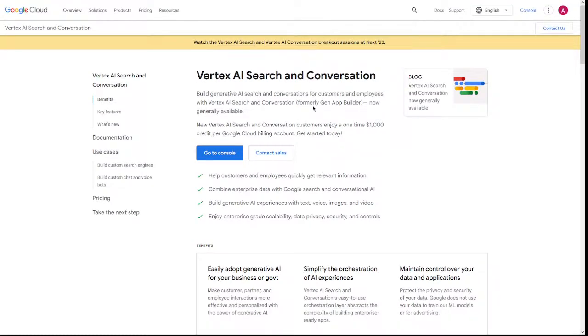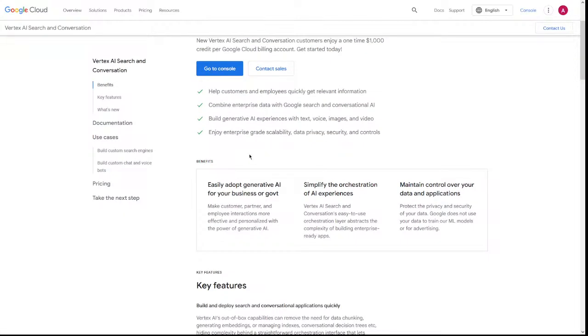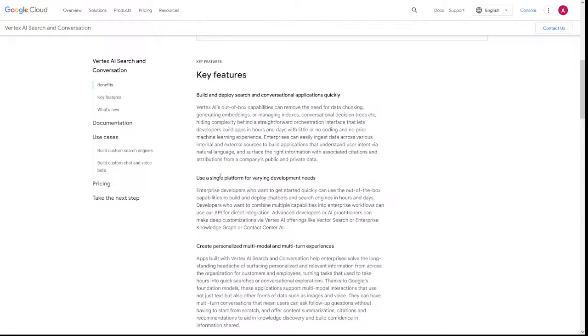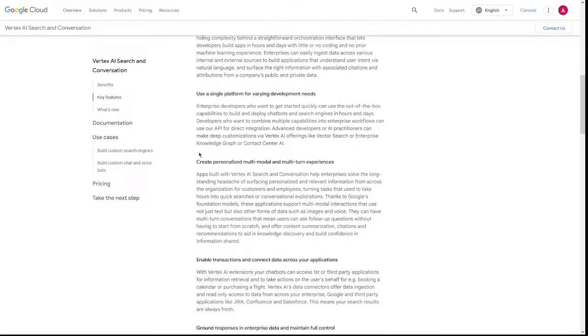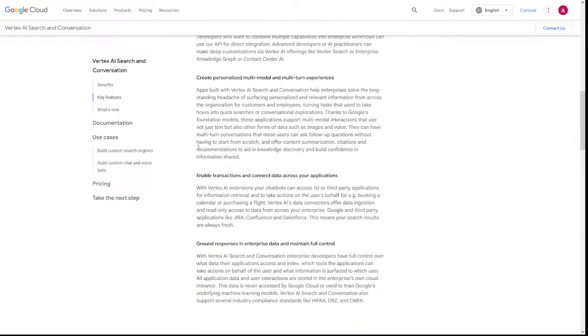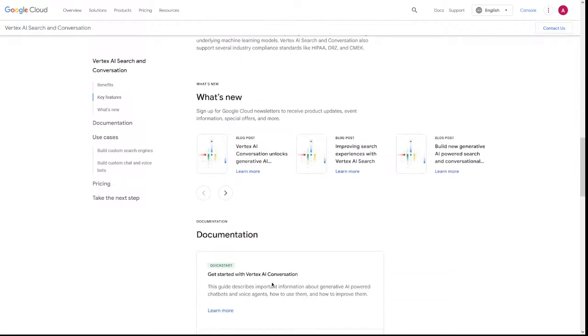Build generative AI search and conversations for customers and employees with AI Vertex search and conversation, formerly Gen App Builder, now generally available. I gotta pay for that. Key features, Vertex is out of the box. I'm not paying for that.